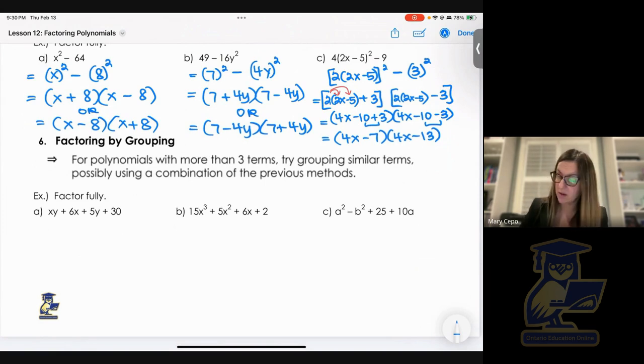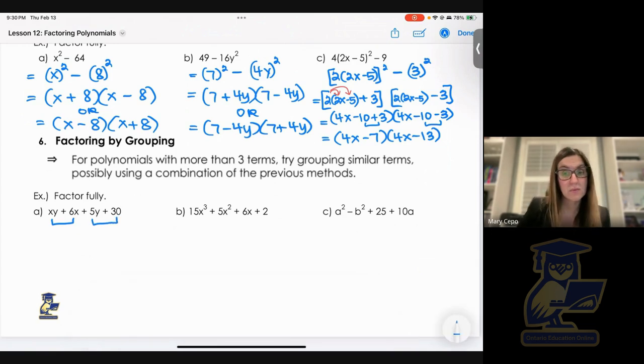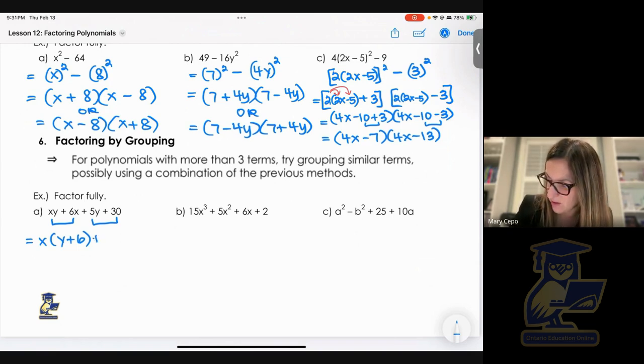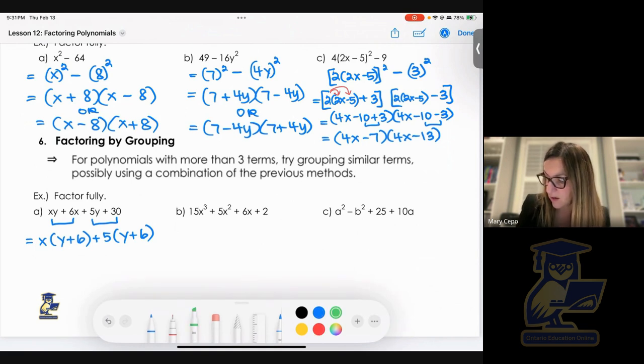So for the first one, looking from left to right, I think if we group our first two and group our last two, let's see if there's something common between them. Looking at the first two terms, xy and 6x, they have a common factor of x. If I factor that out, I'm left with y plus 6. Looking at the second group, 5y and 30, a common factor there is a positive 5, and we're left with y plus 6. If you notice, now we've created a common binomial between the groups.